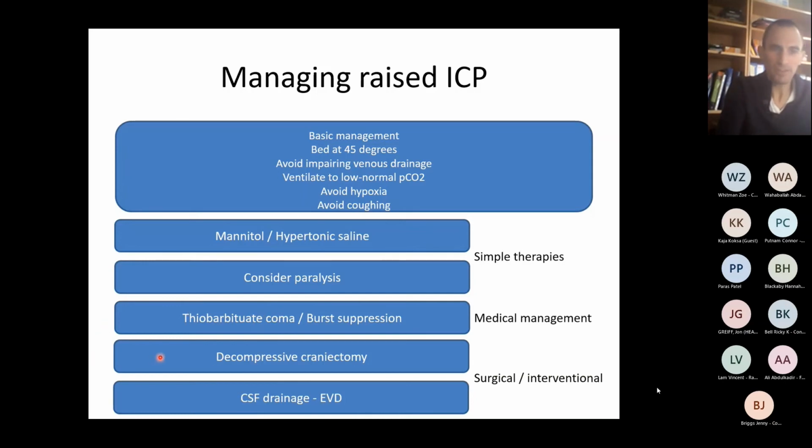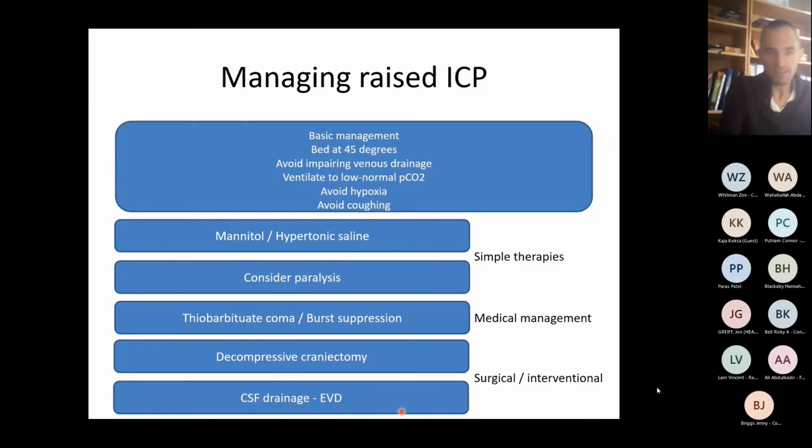I mentioned decompressive craniectomy, and that is a rescue therapy, which is very much a consultant neurosurgeon type decision. So that's lifting a piece of skull off the patient and allowing that brain to decompress itself. More about that a little bit later on.